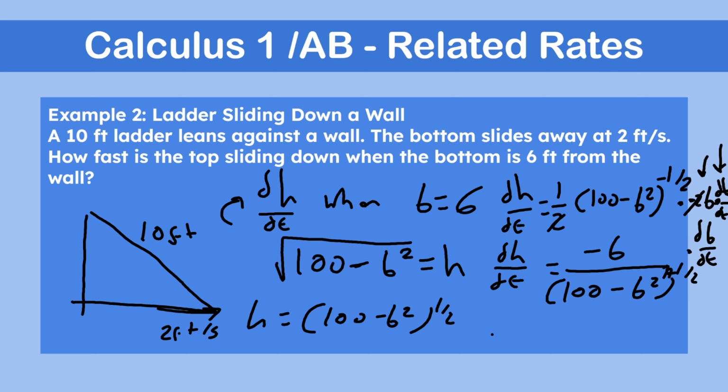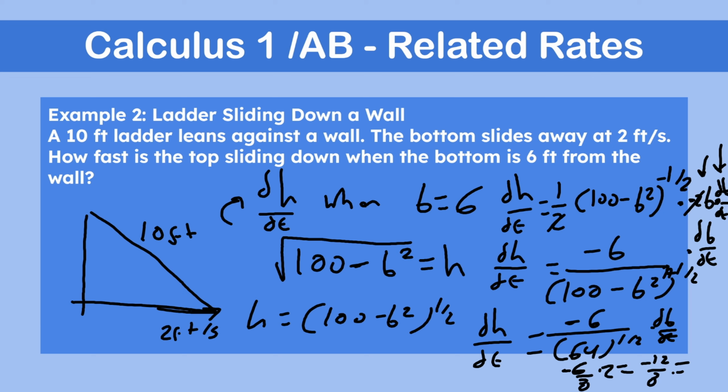So if we plug in values, whenever the base is equal to 6, we have negative 6 over the square root of 100 minus 36, which is 64. We take the square root of that, which is 8. So we have negative 6 over 8, multiplied by the derivative of the base with respect to time. So you have negative 6 over 8 multiplied by 2. So you have negative 12 over 8, or if we divide by the common factor of 4, we have negative 2 over 3. So we can say that the rate of change of the height is negative 2 over 3 feet per second.